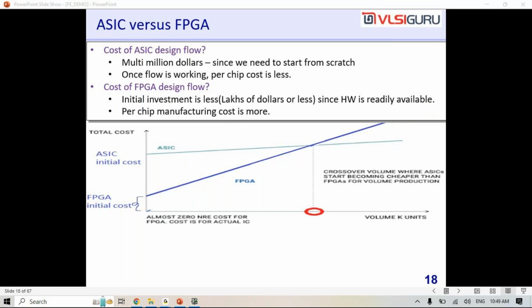See, at this point, if I draw like this, the Y-axis is cost and the X-axis is volume: how many chips you want to manufacture. At the place where I have drawn the dotted line, which one is better? Is ASIC costly, or is FPGA costly?